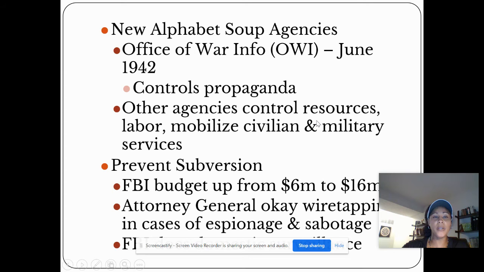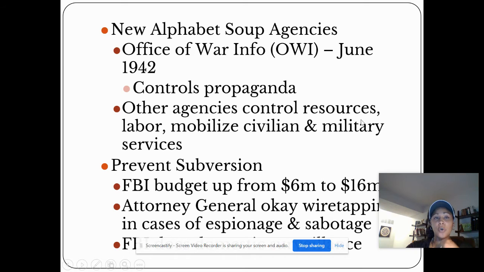So let's kind of move on here. When the executive makes these new agencies, we have what is called the new alphabet soup agencies. We call them that because they're agencies for all these little bitty different things that they're going to now control. So you have the Office of War Information. They control propaganda, so they're the ones marketing what you should know about the war and why you should support it. I'll definitely show you guys some more propaganda pictures later.